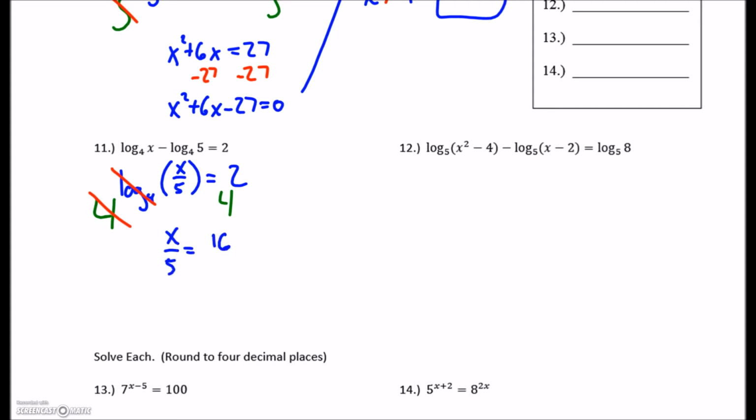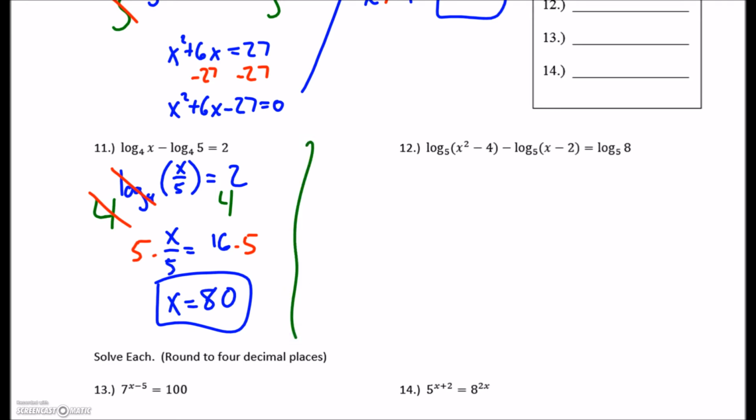And now from here, I multiply each side by 5 to finish solving this thing. Or you can cross multiply on this one, but I end up with x equals 80. And that's it. And that's a valid solution. I can plug that back in and it'll work just fine. All right.